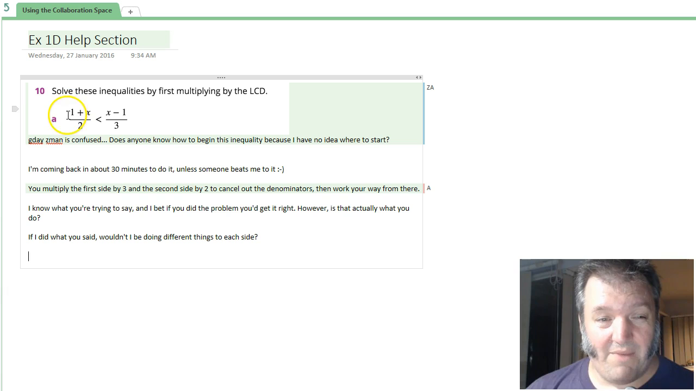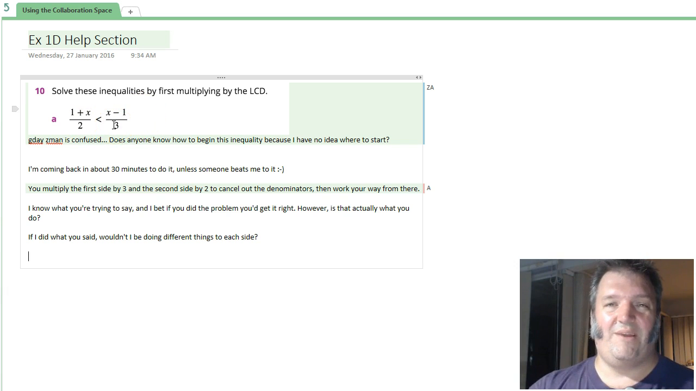This side does end up having 3 multiplying the numerator, and this side has 2 multiplying the numerator. But if I just multiplied one side by 3 and one side by 2, the denominators wouldn't cancel, because I'd have 3 up the top and 2 down the bottom, and over here I'd have 2 up the top and 3 down the bottom. But I know what you meant to say.